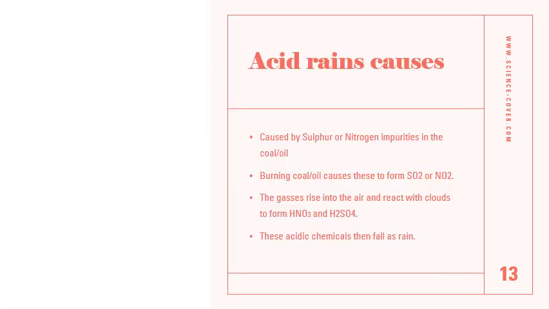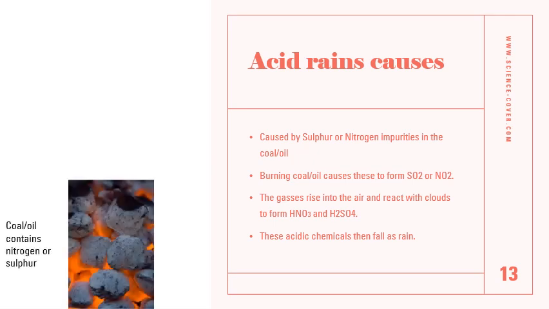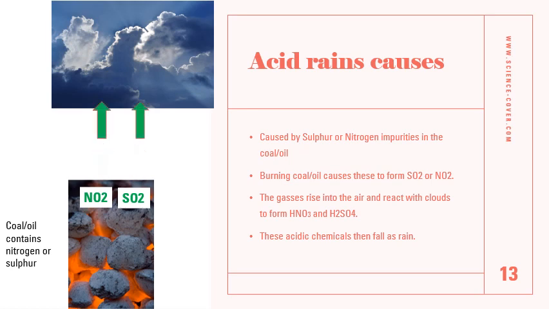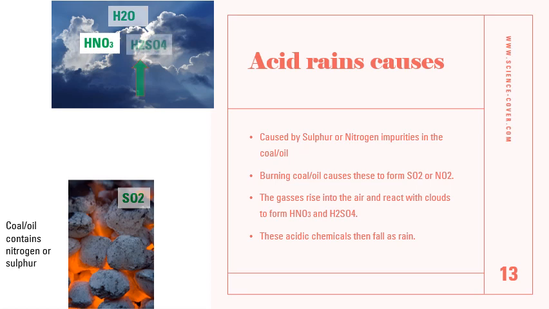Let's look at the causes of acid rain. Coal contains impurities of nitrogen and sulfur. Whenever we burn anything, it joins to oxygen from the air. So burning the coal causes the nitrogen and sulfur to join with the oxygen and become nitrogen dioxide and sulfur dioxide. These gases rise high into the sky where they reach the clouds. Clouds are made out of water, so H2O. The nitrogen dioxide reacts with the water to create a new chemical called nitric acid. And the sulfur dioxide and the water react to form a new chemical called sulfuric acid.